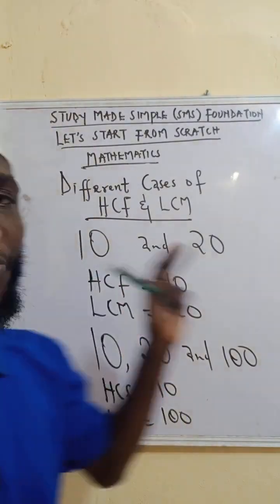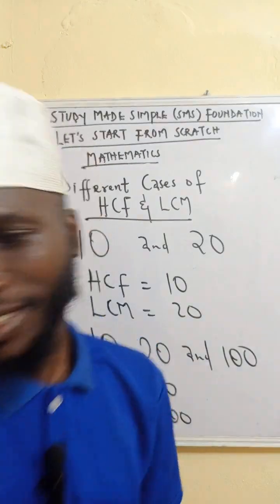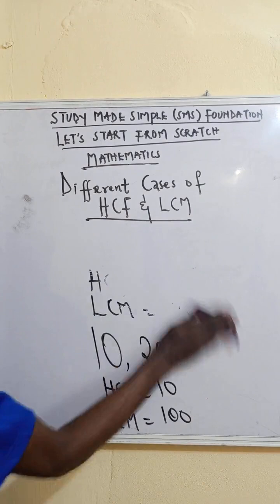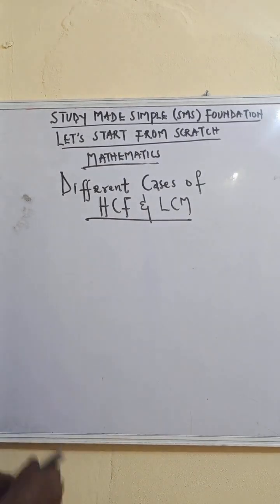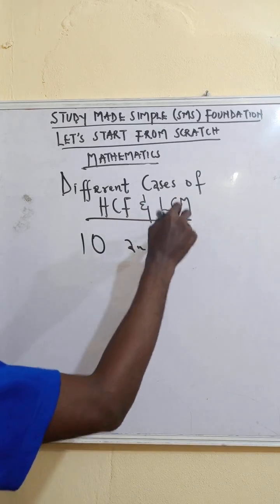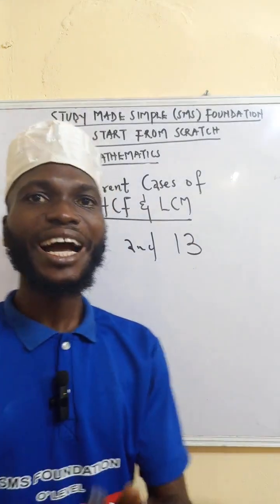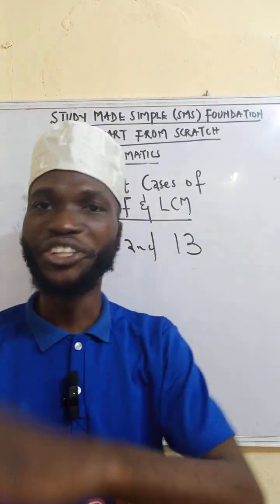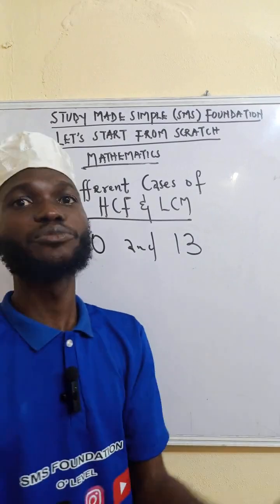Good. Let me now give you another case where it will involve co-prime numbers. Let's go. Numbers that are co-prime. Good. For example, 10 and 13. These two numbers are co-prime. Why are they co-prime? Because it is only 1 that can divide both of them. No other number can go into both of them, taking them together.